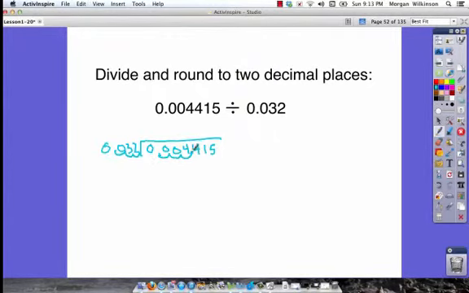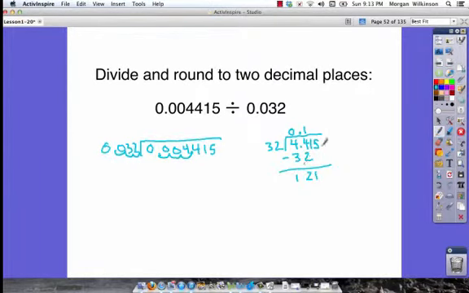So we now have 4.415. So that's going to be our division problem. 4.415 divided by 32. Decimal point comes straight up. 32 never goes into 4. 32 goes into 44 one time. We've got 32. We're going to subtract. We get 12 left over. We're going to bring down the 1. 32 is going to go into 121.